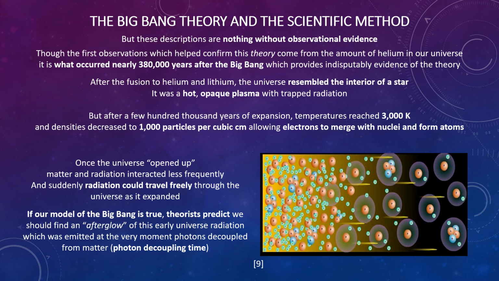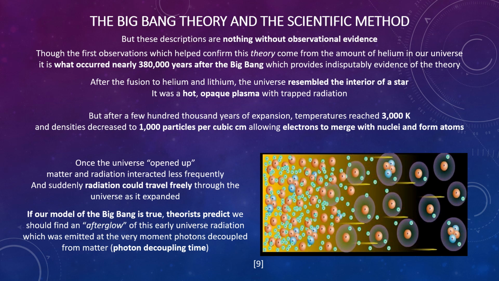And so when everything was still dense enough for that fusion to occur, the universe itself resembled the interior of a star. It was hot and opaque plasma, which trapped radiation. Whenever a photon tried to be emitted, it would be immediately absorbed because the density of matter was so high.